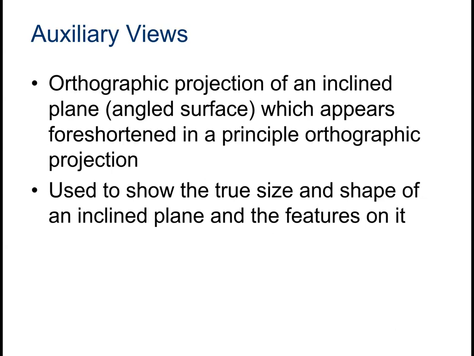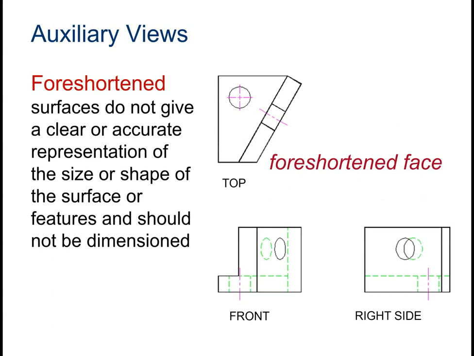Auxiliary view is another type of alternate view. We used an auxiliary view on one of our train parts, and that would be the cow catcher. The cow catcher had an inclined plane on the very front. And the only way to see the true size and shape of that inclined plane would be to do what we call an auxiliary view.